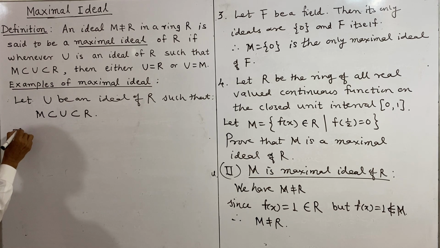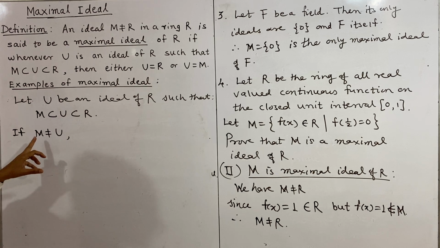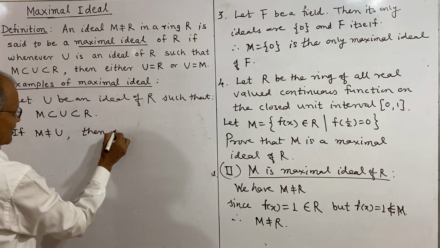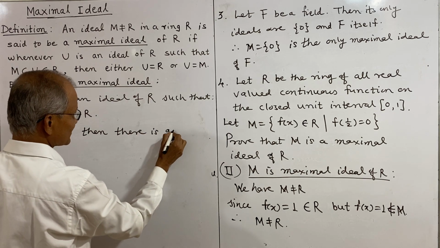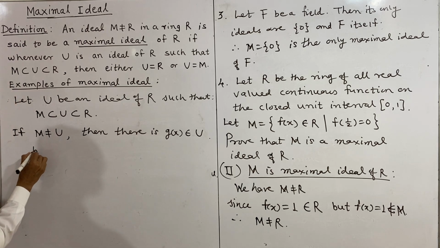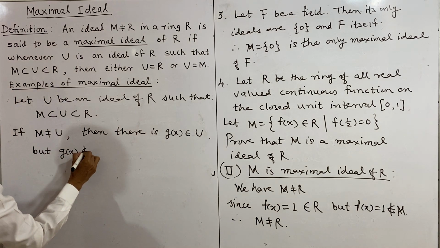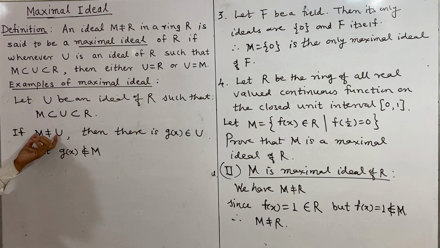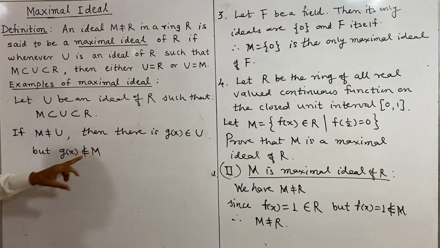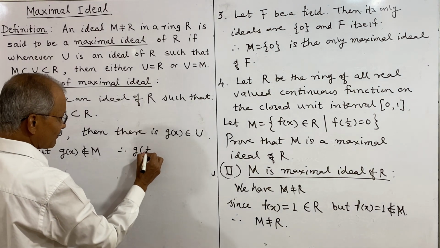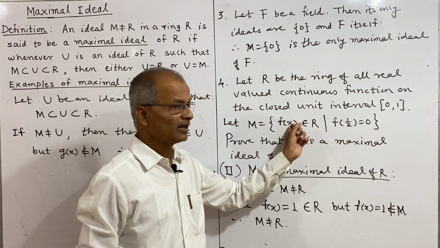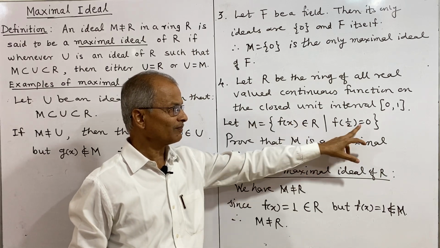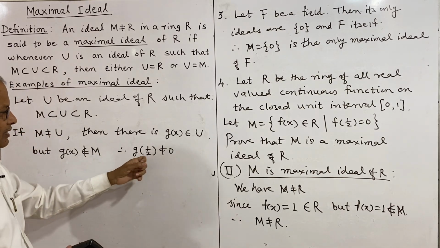Now you see, if M is not equal to U, then there exists g(x) in U which is not in M. Then there is g(x) belongs to U, but g(x) does not belong to M. This is a proper subset, and that means there is at least one element in U which is not in M. And g(x) not in M means therefore g(1/2) is not equal to 0. If it is in M, any function in M, then the image of 1/2 under that function must be 0. So this is not in M, so the image of 1/2 under g is not equal to 0.